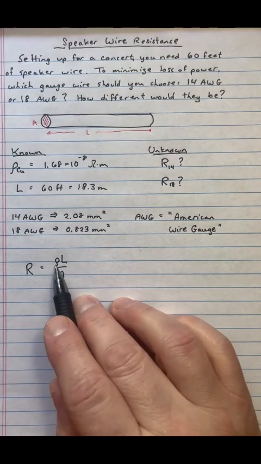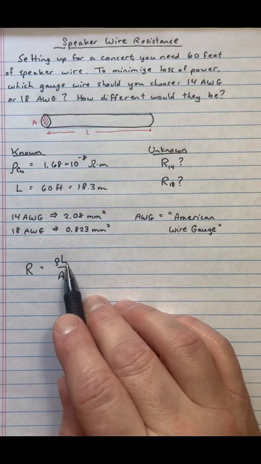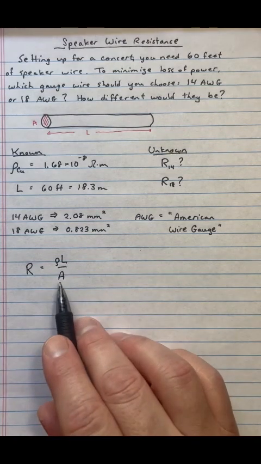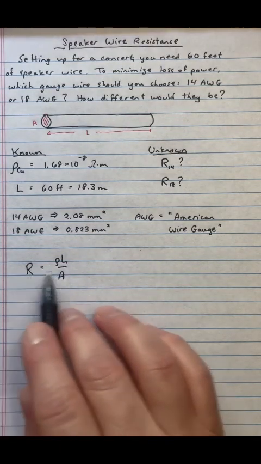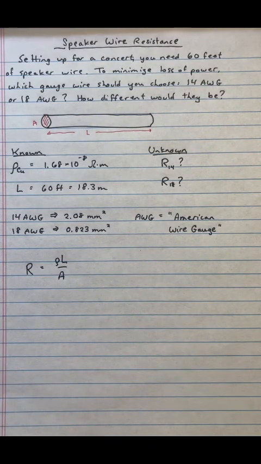Rho, again, is not density, it's resistivity. Capital L is the length, capital A is cross-sectional area. So this is your general formula. And what we want to know here, or at least a start of a discussion here, is which wire would make the most sense if you have your druthers.